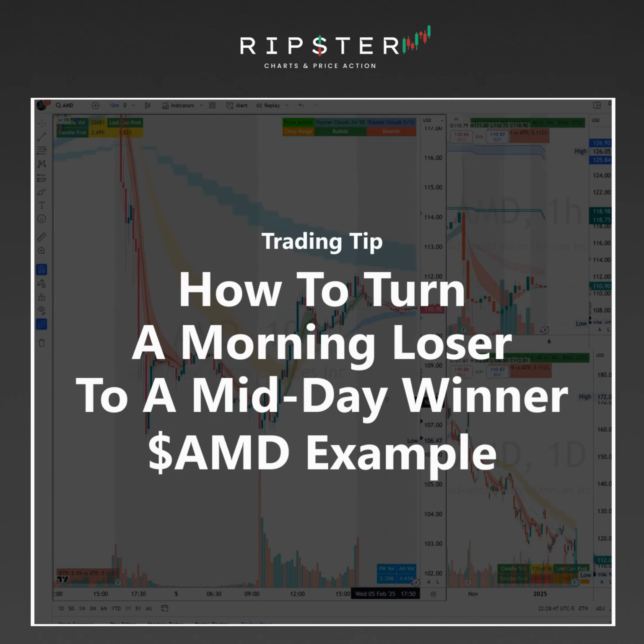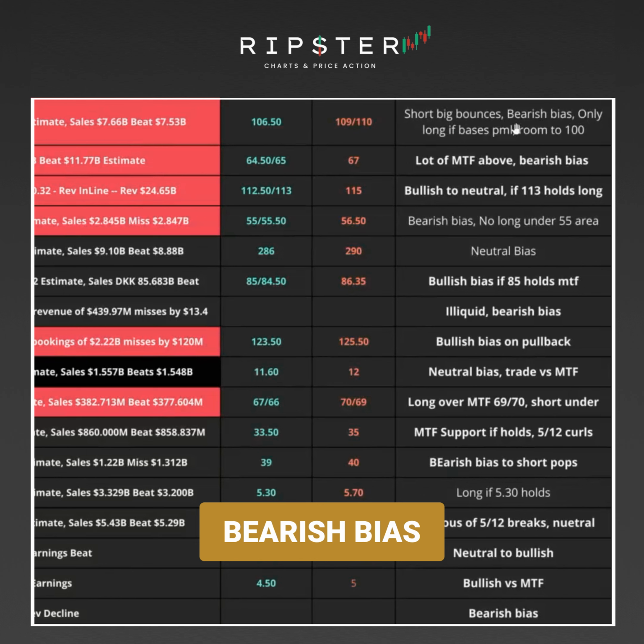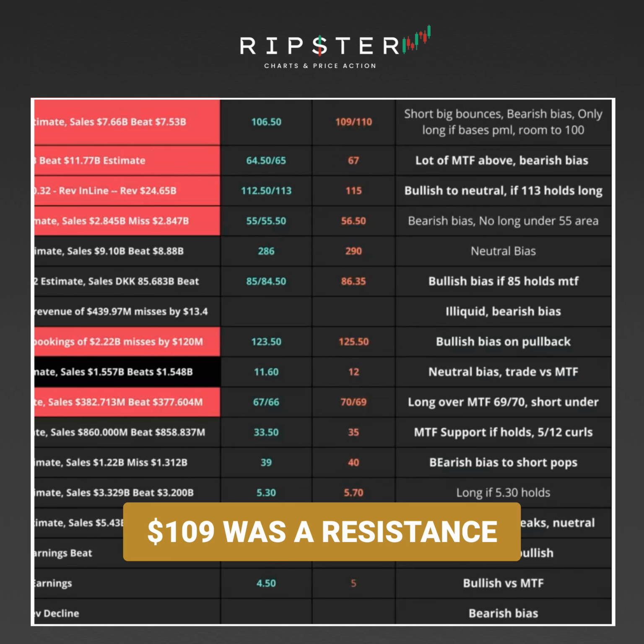In the morning, AMD was bearish. So our game plan on AMD was to short some big bounces, bearish bias. We would only long if it bases at the pre-market lows. It does have room to 100 if it breaks pre-market. 106.50 was our support, 109 was our resistance.